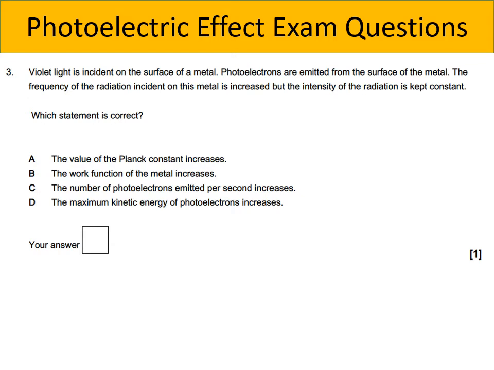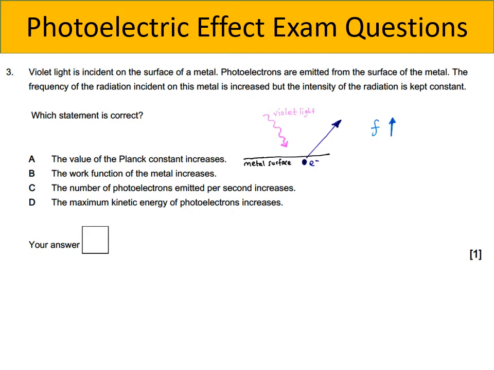Question number 3, another multiple choice question. Violet light is incident on the surface of a metal. Photoelectrons are emitted from the surface of the metal. The frequency of the radiation incident on this metal is increased, but the intensity of the radiation is kept constant. Which statement is correct? So we have violet light photons incident on a metal surface, causing photoelectrons to be emitted from the metal surface. The important thing to note is that the frequency is increasing.